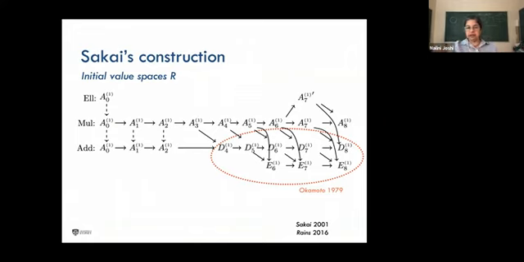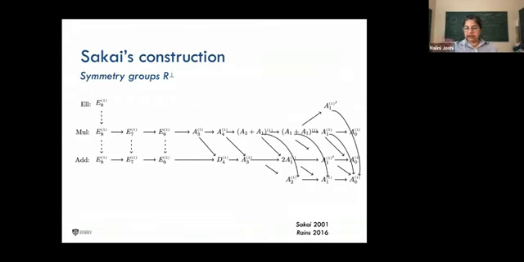And they were already known to have this structure shown by Okamoto in 1979. This diagram is slightly corrected from what Sakai gave in his original paper. It was corrected by Rains in terms of the degeneration arrows that you see here. So that was the initial value space, or the F space, if you like, in the case of DP1.